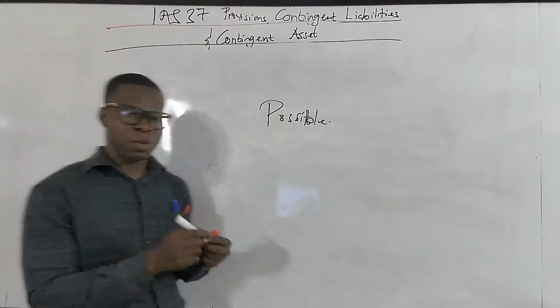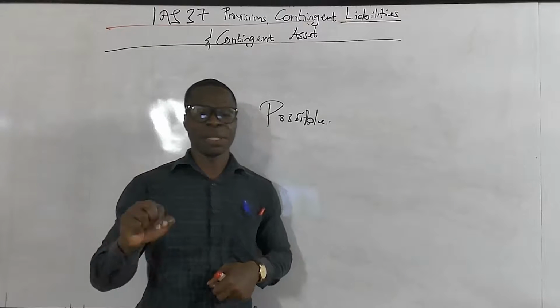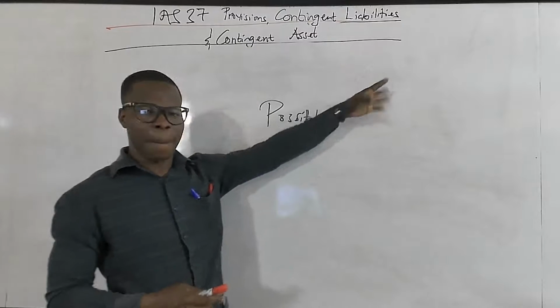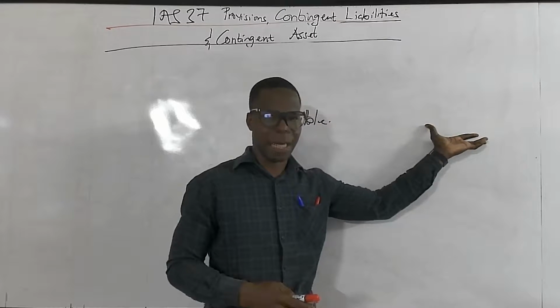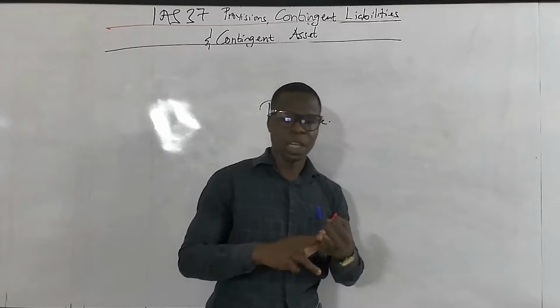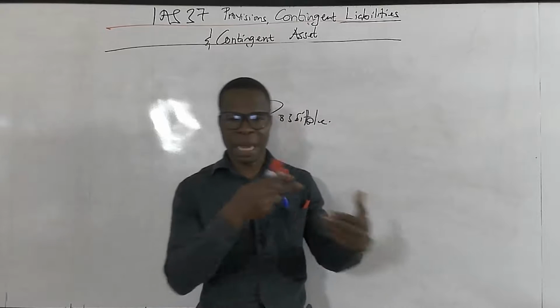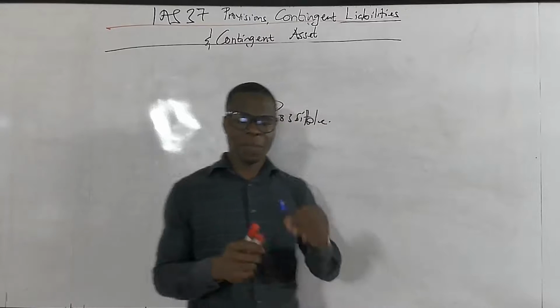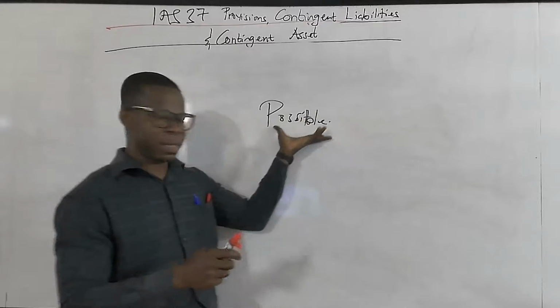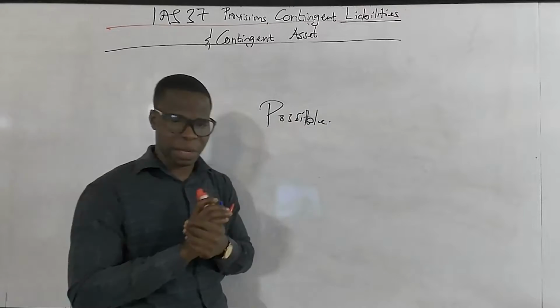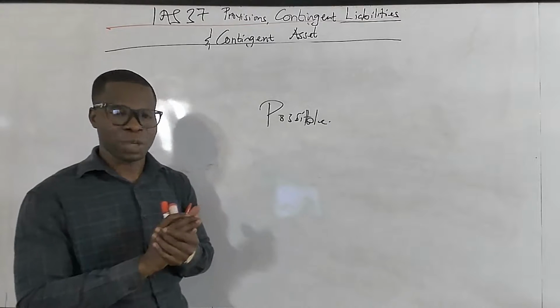So the difference between provisions and contingent liabilities is basically that provisions meet the recognition criteria, that is, there is a present obligation, it is probable that an outflow will be made, and we can reliably measure them. But anytime these possible obligations are not meeting those three criteria, then we are saying that they are contingent liabilities.